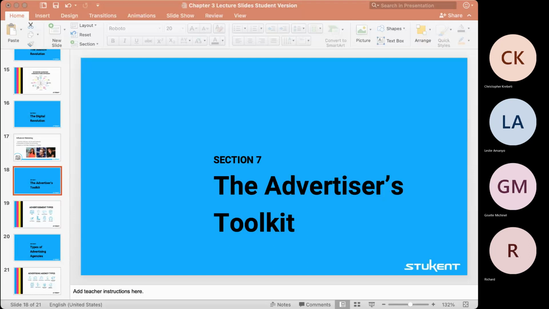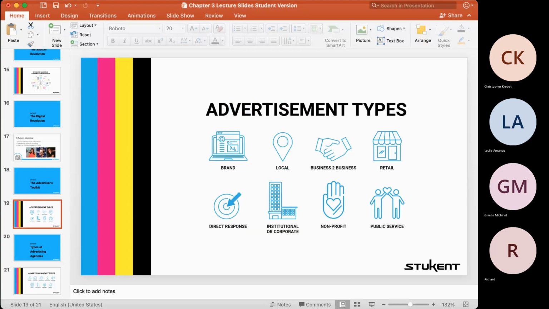Sales for the brand. So please take note of it. So the types of advertising that we will mention basically involves what you are seeing here. So we have brands, we have local, we have business to business, we have retail, we have direct response, we have institutional or corporate, we have non-for-profit, we have the public service. Each of these we can discuss briefly.